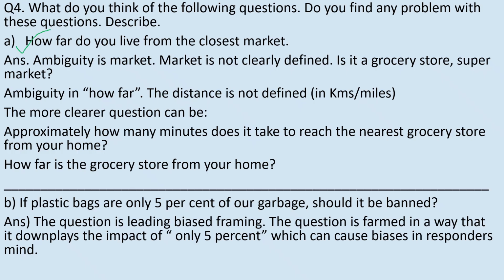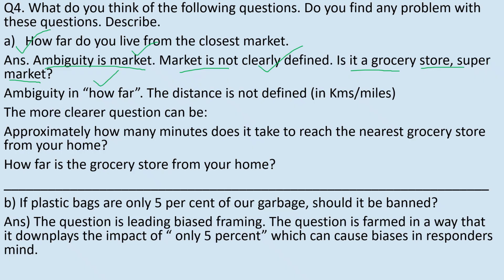The first question is, how far do you live from the closest market? So in case of this question, we find that there is ambiguity in what? In market, because here market is not clearly defined. Is it a grocery store or a supermarket? We don't know. So there lies the ambiguity in the market.